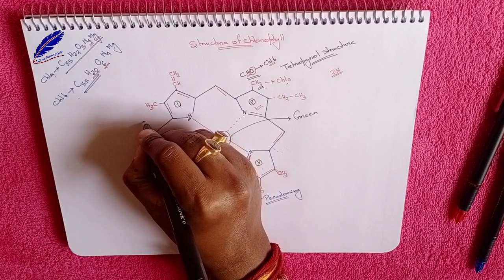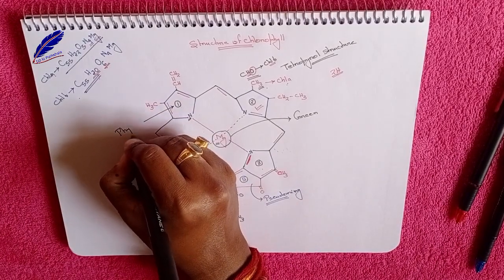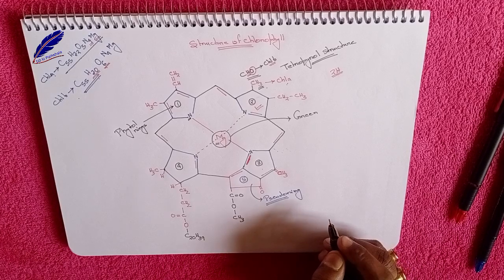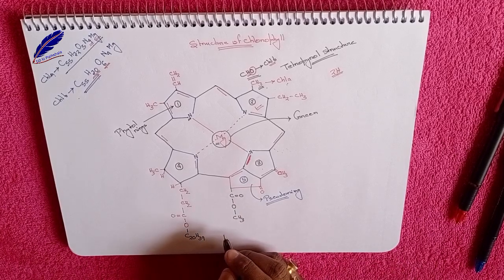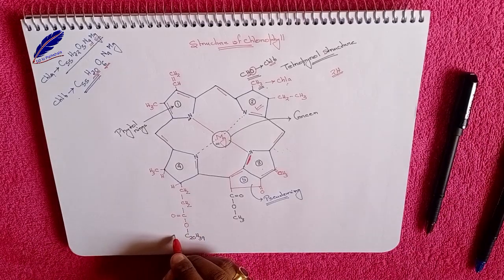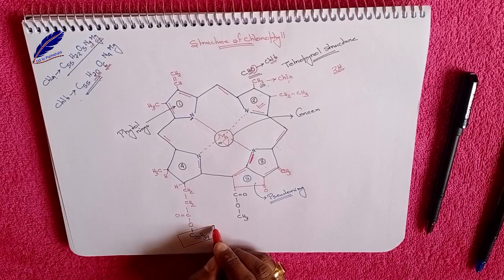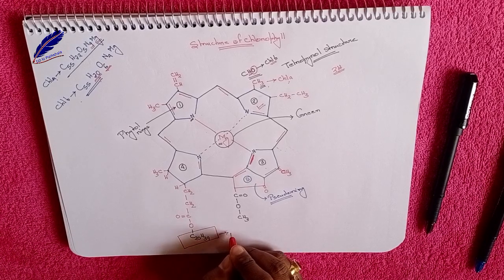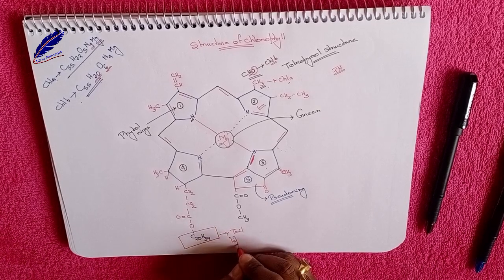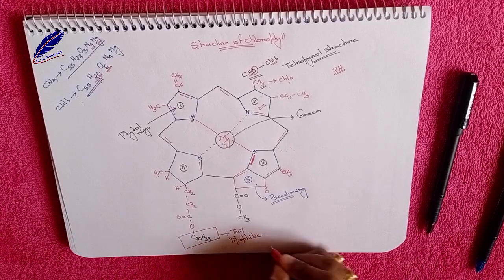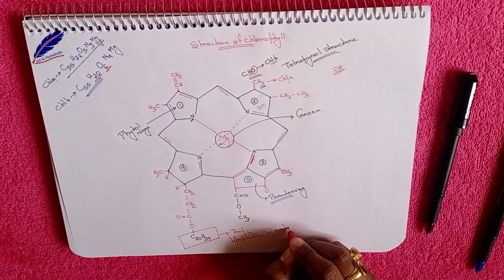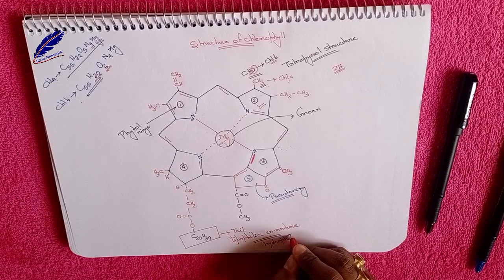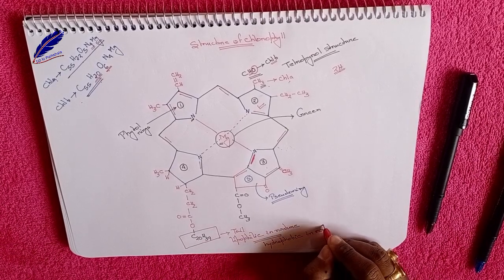Now, besides these pyrrole rings, the structure of the chlorophyll molecule also contains a lipophilic tail portion. This is the tail portion, which is lipophilic in nature. That is, it is hydrophobic in nature.